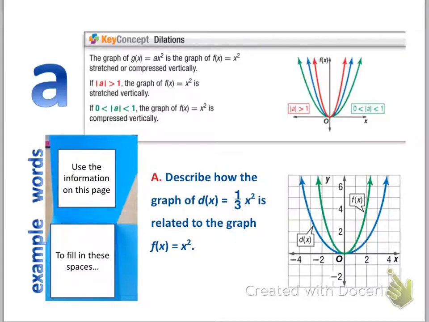All right, now for the A. So we're going to start with how the A makes it fat or skinny. The bigger A is, whether it's negative or positive, so the absolute value of A, if it's greater than 1, it gets skinnier. Higher and higher and higher. If A is between 0 and 1, it gets fatter. For example, 1/3 x squared is going to be fatter than x squared. Again, for A, fill in your words and your examples.